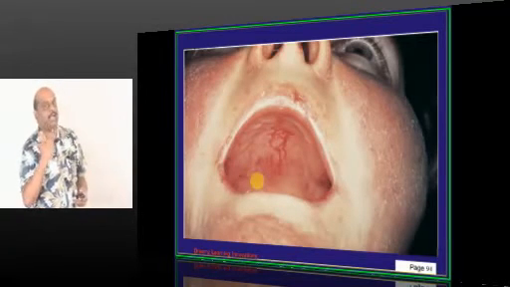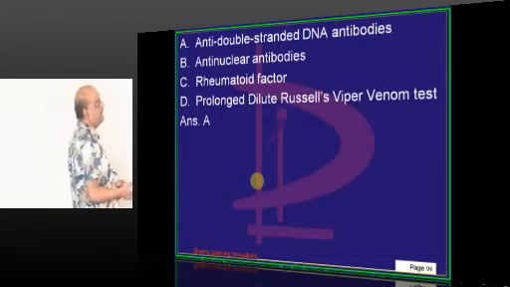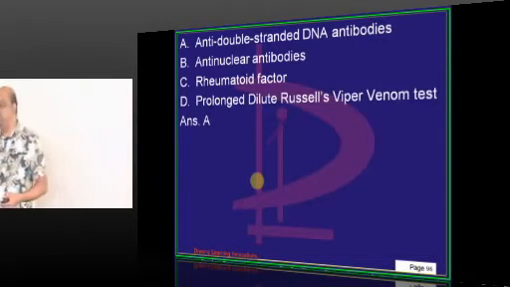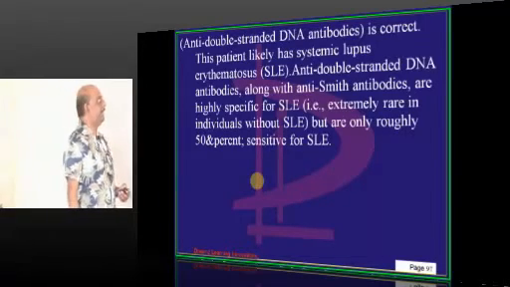So, malar rash with oral ulcer. So what is your diagnosis? SLE. SLE means anti-dsDNA is the most specific test for SLE, is what you have to basically remember.